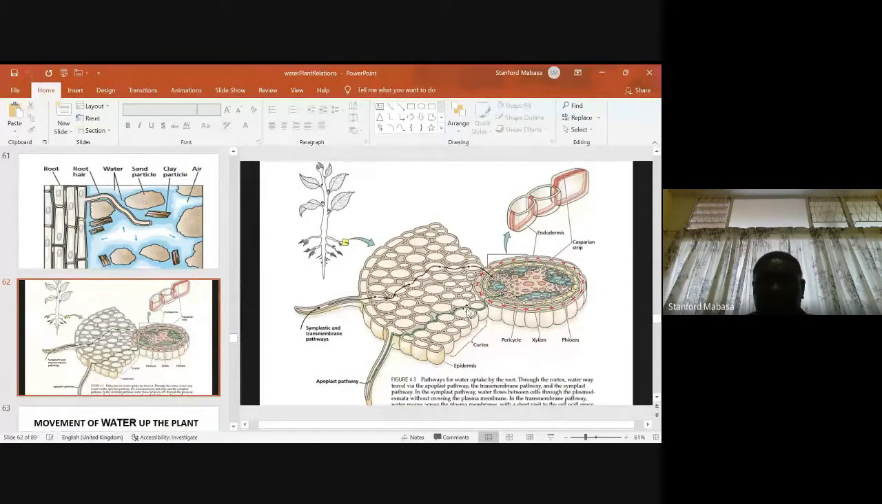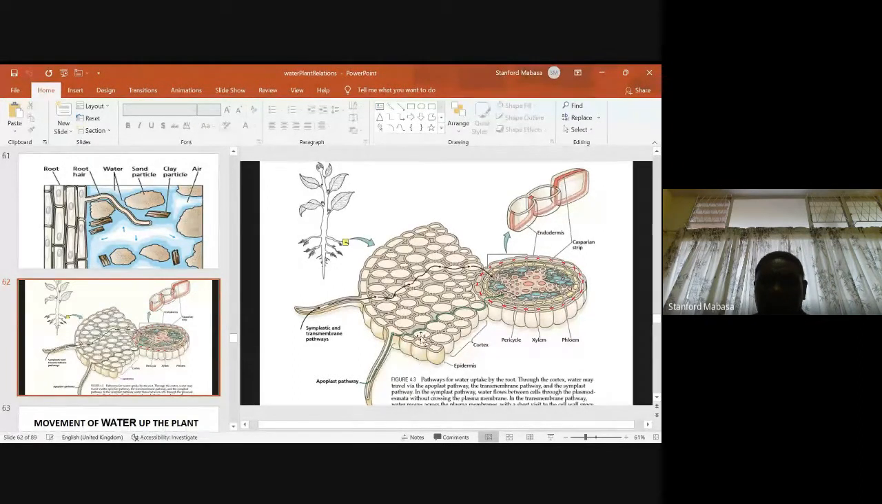Now about the two pathways which can be used. Let's suppose water has entered the root. If it travels across cells, going through the cells, it will have followed what is known as the symplastic pathway, because it is traveling across the cells, going via the cells themselves.